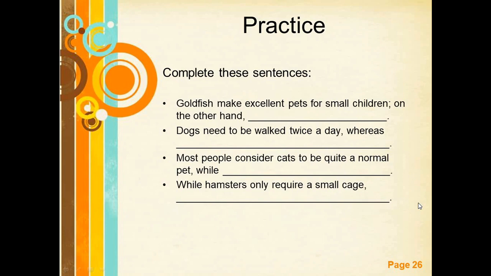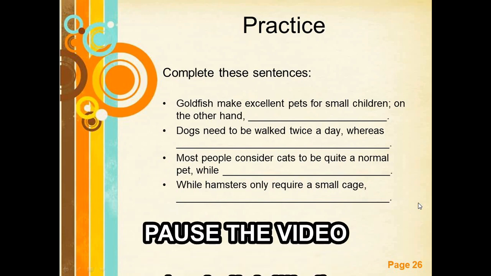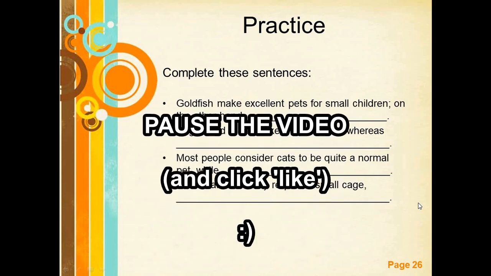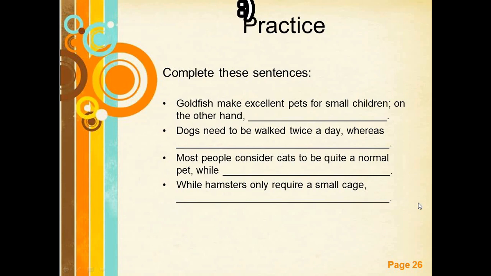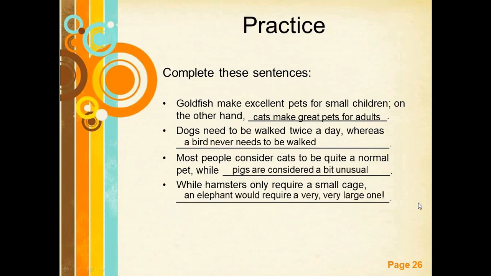Alright, so some more practice. Let's look at these sentences here. I'll let you pause the video if you want to do this exercise. And then we can check some example answers. Here we go. Goldfish make excellent pets for small children. On the other hand, cats make great pets for adults.